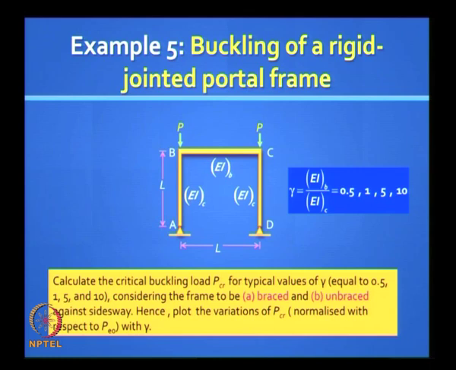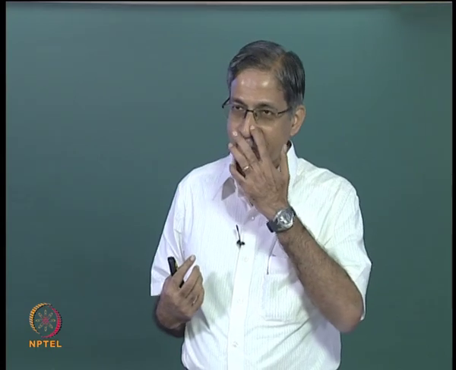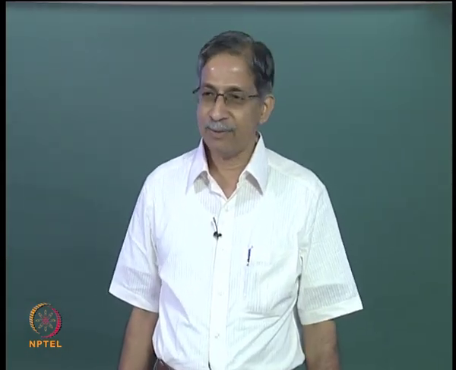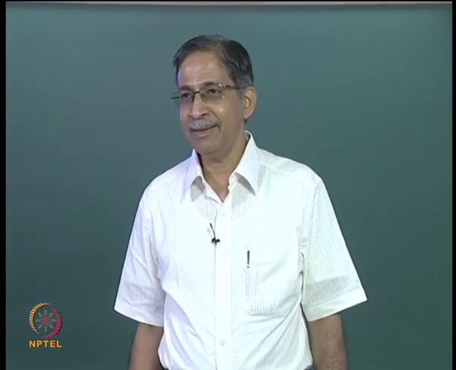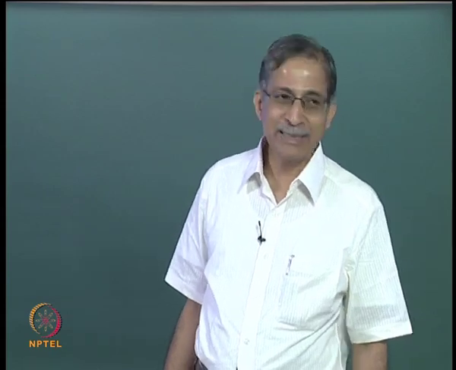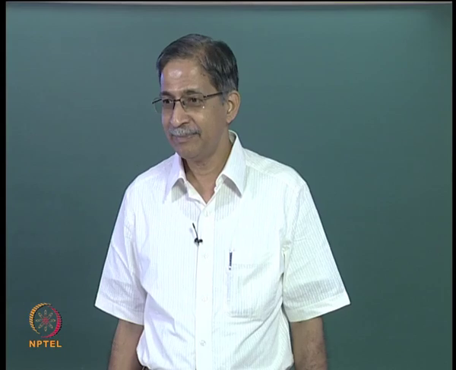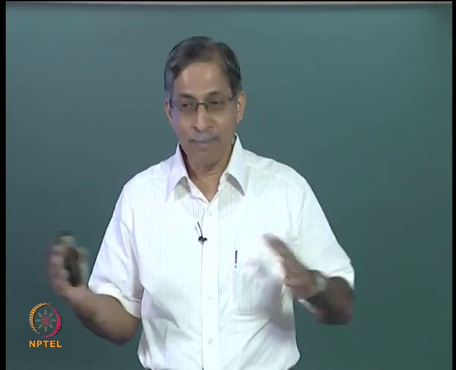Okay. Let us say EIB by EIC, gamma is equal to 0. What does it mean? That means the beam is very, very flexible. So those two columns are going to be cantilevers, it's not going to be stable. It's like having hinges there at B and C, it's going to collapse, right. That's one extreme if it's unbraced.